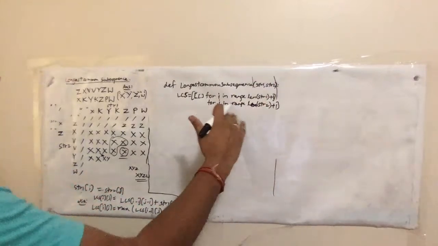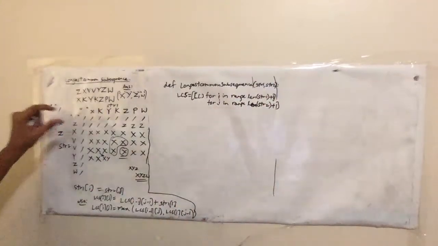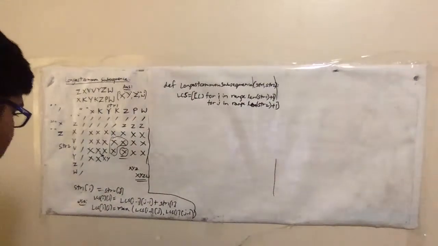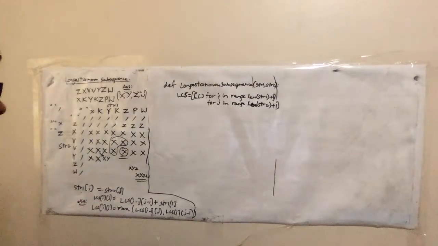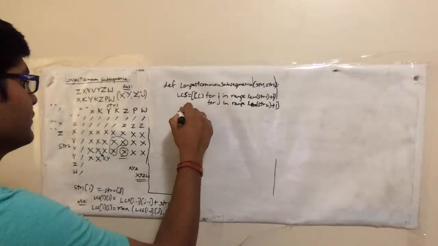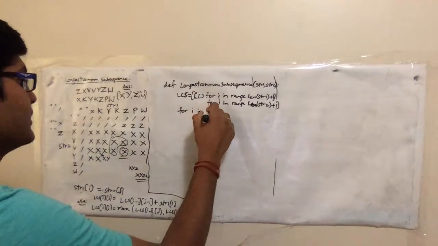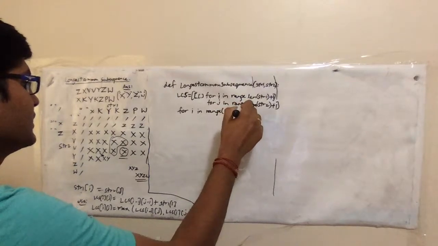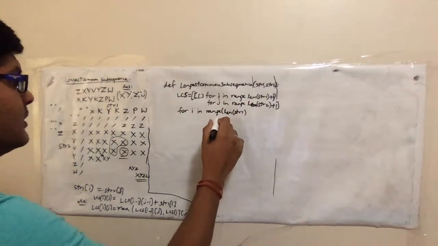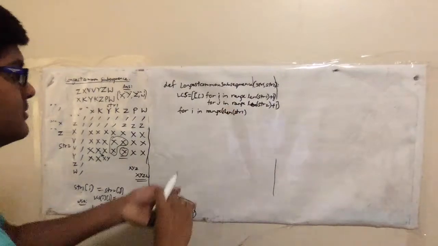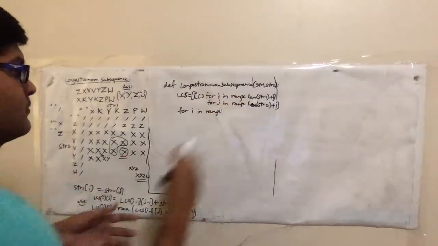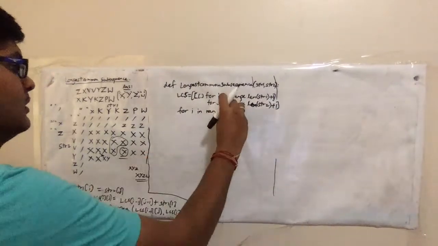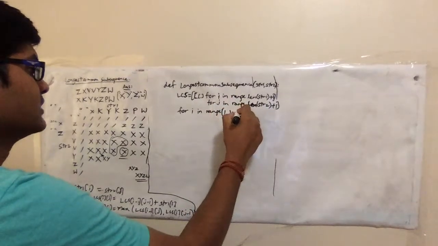Okay, so this is the initialization. So what we need to do, we need to calculate using this formula. So how can you do that? Iterate for i in range, length of string 1. I will start with 1 instead of 0.